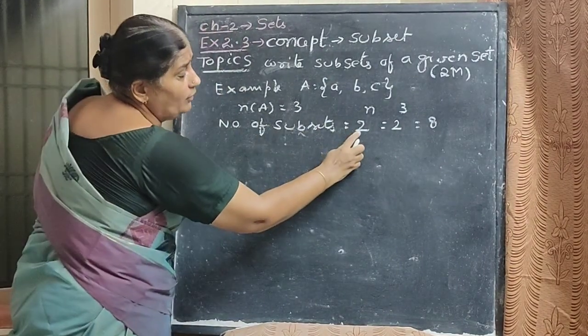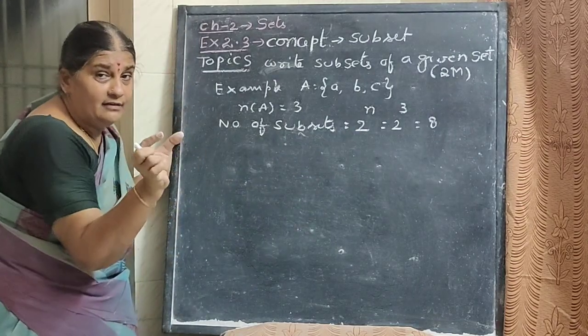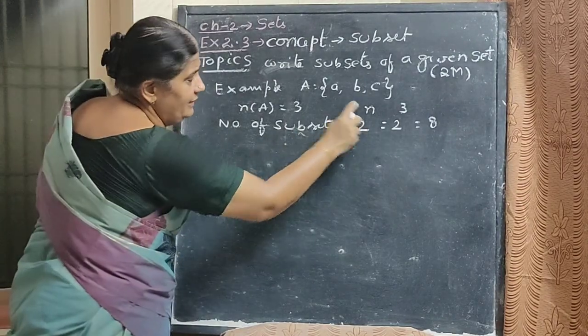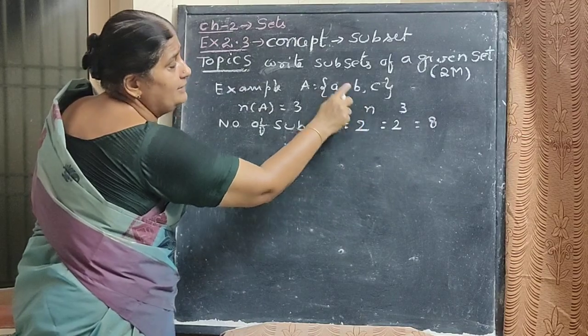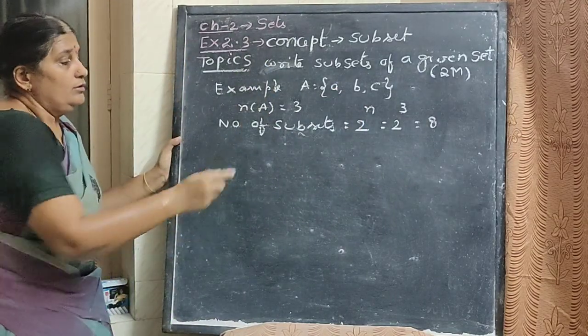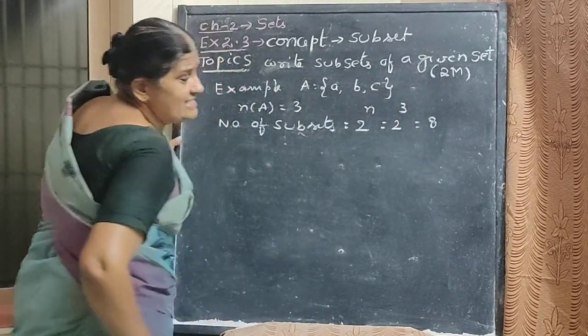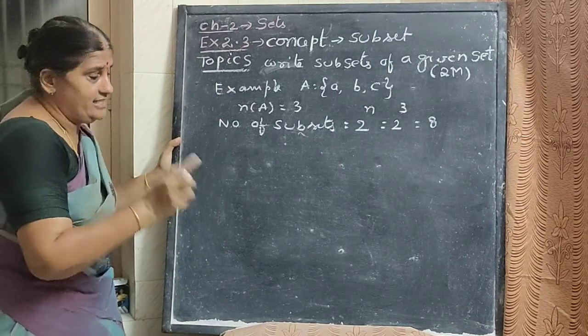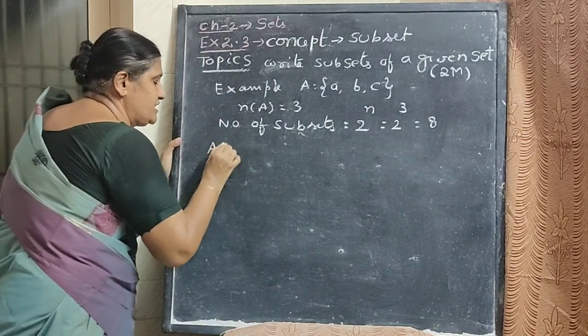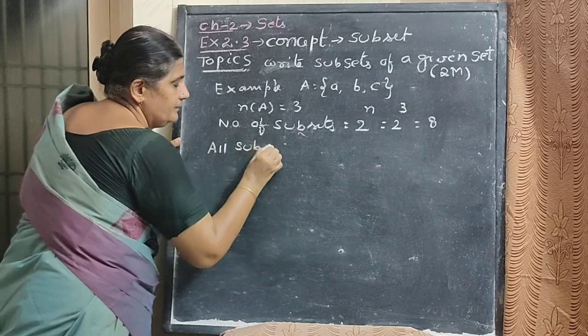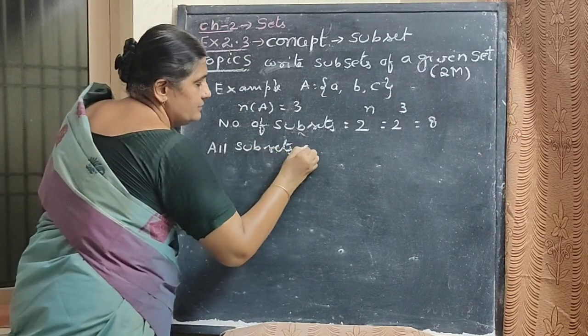So for any set, the number of subsets formula is 2 power n, not 2n. 2 power n, where n means the number of elements in a set. Now, overall how many sets? 8 sets. We won't write down 8 sets. How to write all subsets?